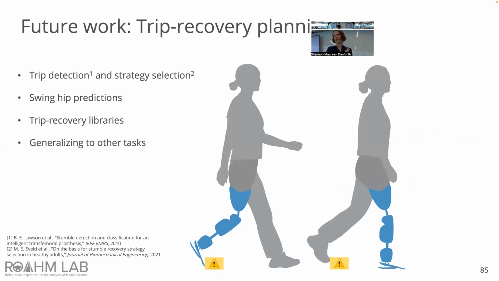And lastly, the planning framework I presented is very generalizable. We could look at different models, for example, 3D models that investigate sidestepping or cross-stepping after lateral perturbations, trip recovery when the prosthesis is in stance rather than swing, or even generalizing to other types of wearable robots, such as a lower limb exoskeleton rather than a prosthesis. So I'm looking forward to seeing what other directions this framework can be used for.